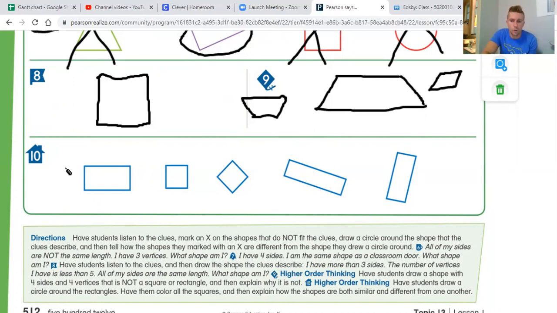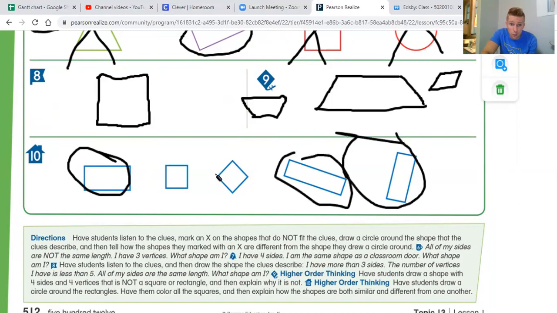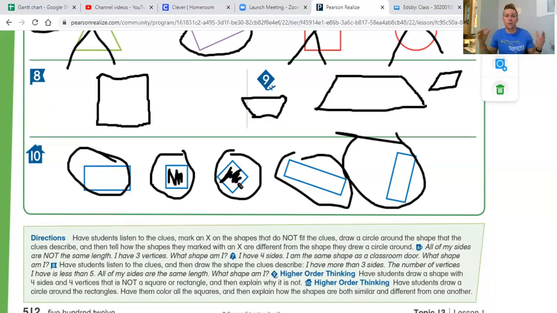So if you circled the rectangles, you did this, you did this, you did this. Oh wait, I need to circle these because these are still rectangles. But it said color in the squares. So you color this one and you color this one. And then you are done.